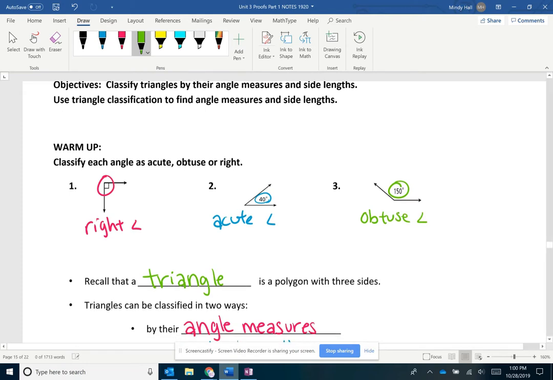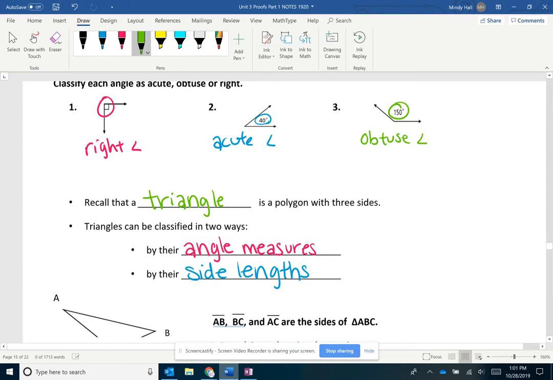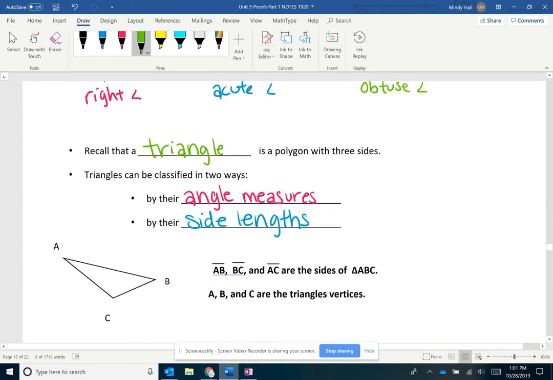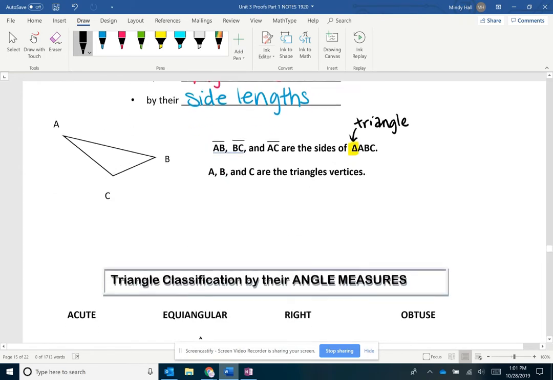So recall that a triangle is a polygon with 3 sides, and with that, we can classify them in 2 ways, either by their angle measures or by their side lengths. So AB, BC, and AC are the sides of triangle ABC, and just notice that this little symbol is our triangle symbol, so you are free to use that symbol as much as you would like instead of writing the word triangle. But A, B, and C would be our vertices of this triangle.